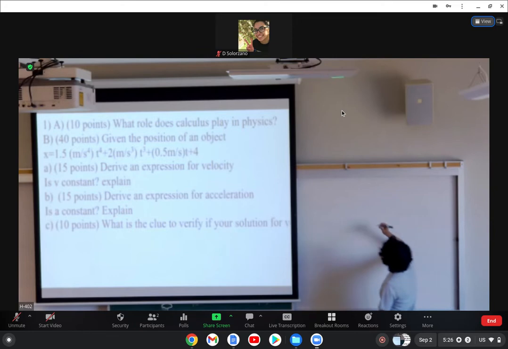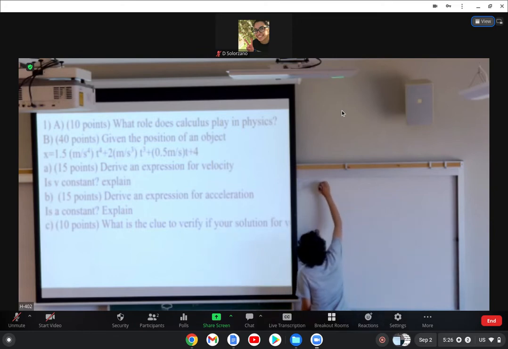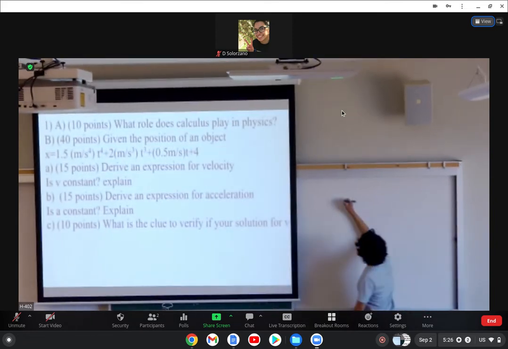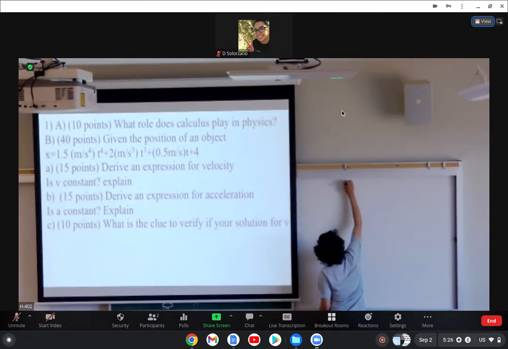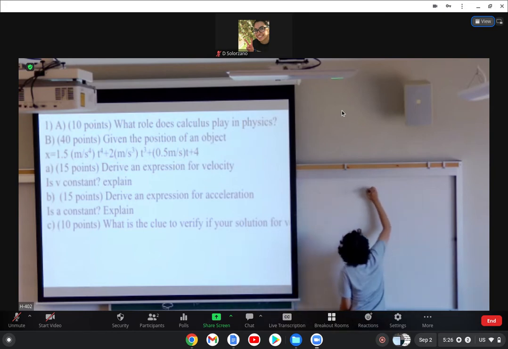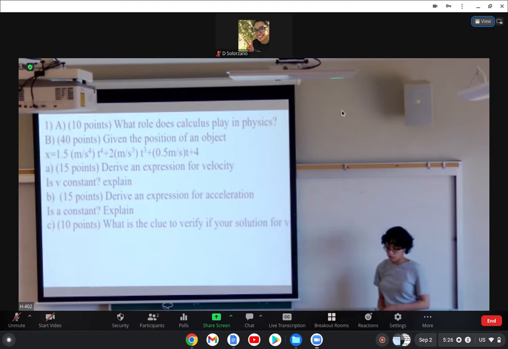So we have x. Yeah, see, it's kind of dead. Can you guys see that x? Oh, kind of. Almost 1.5 meters over seconds to the fourth. Oh, you can't see that at all. Okay, back to the chalk.